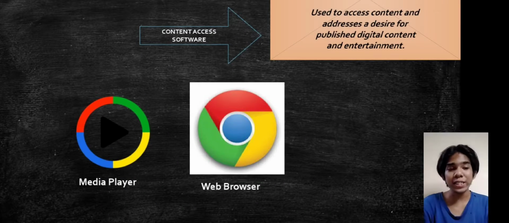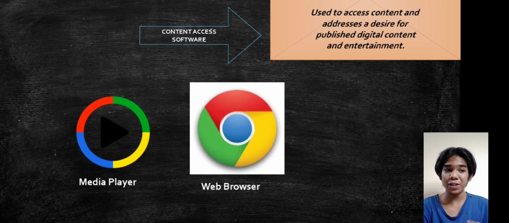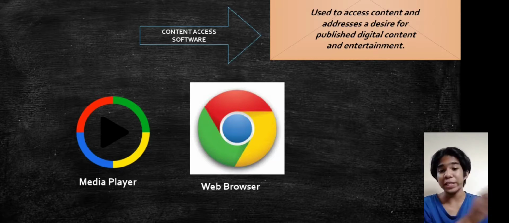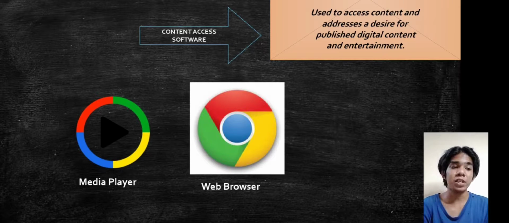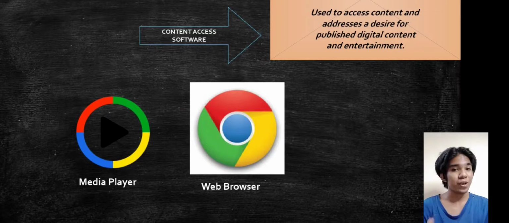The fourth is content access software. It is used to access content and addresses a desire for published digital content and entertainment. Some software that belongs to content access software are media players and web browsers. These software are used primarily to access content without editing, but may include software that allows for content editing.